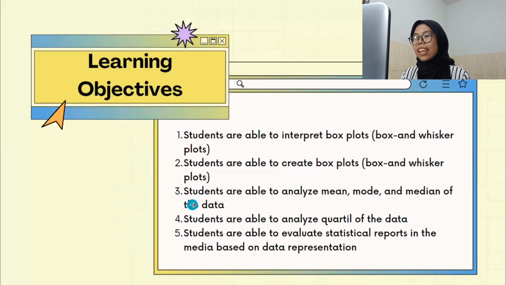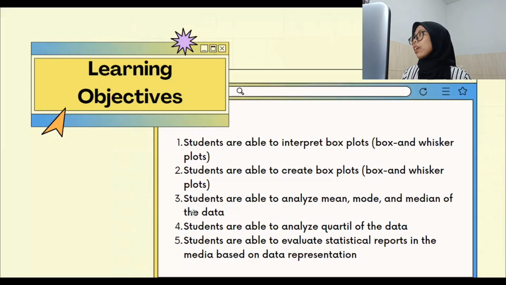So, today's learning objectives are: you can interpret box and whisker plots. You know how to create box and whisker plots. You can analyze mean, mode, median, and also the quartile of the data. And then you can evaluate statistical reports in the media based on data representation.